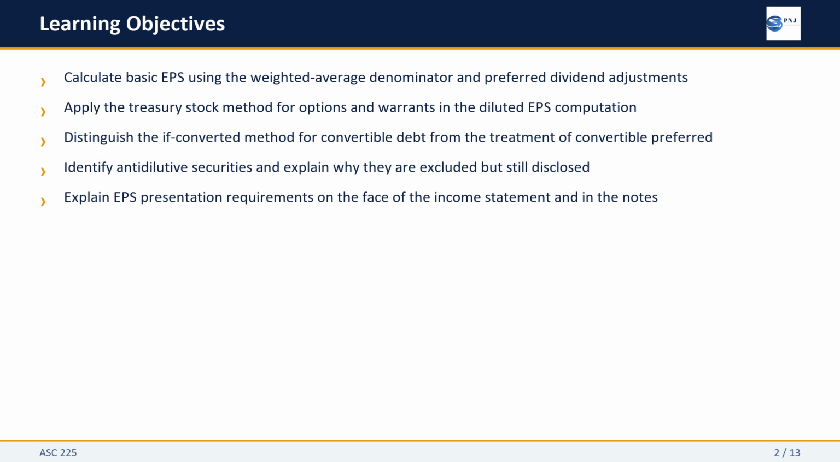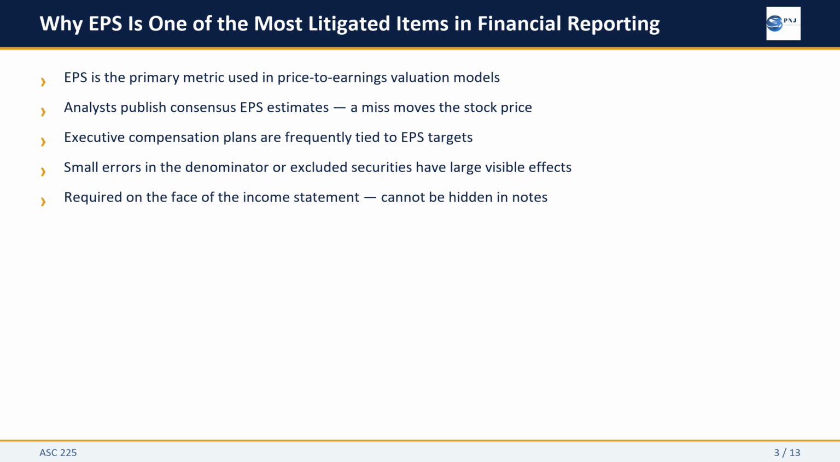by ASC 260. EPS is the number that shows up on financial news tickers when results are announced. Missing analyst consensus by a penny triggers shareholder lawsuits. Beating it by 0.5% drives a rally, because so much rides on this number: valuations, executive pay, market reactions. The SEC scrutinizes EPS disclosures intensely. Understating dilution by excluding convertible instruments or misapplying the Treasury stock method is not a minor footnote error. It is an income statement misstatement, visible to every investor and analyst who reads the filing.